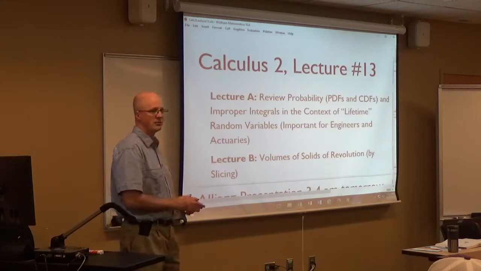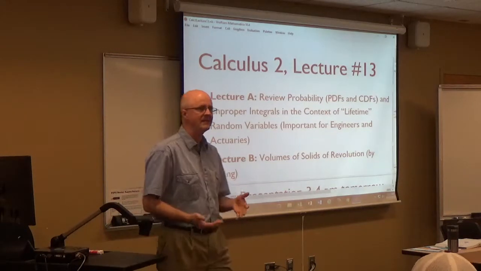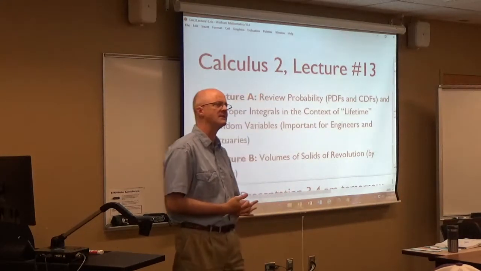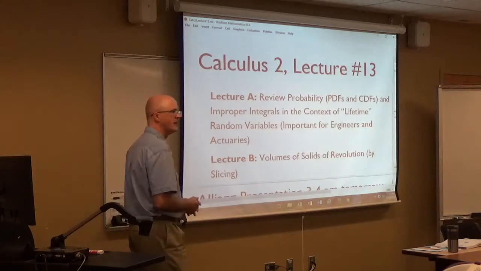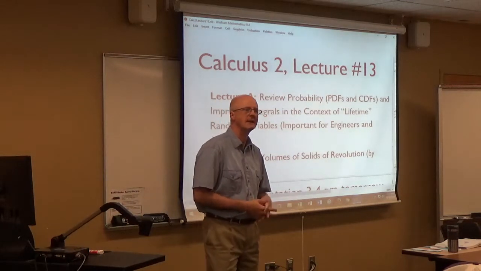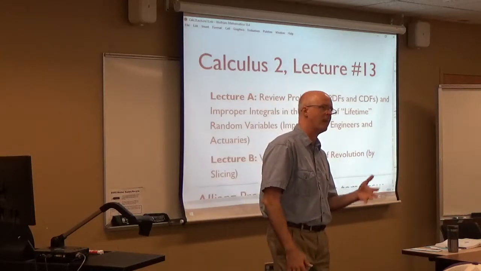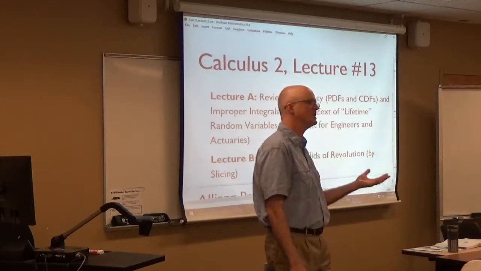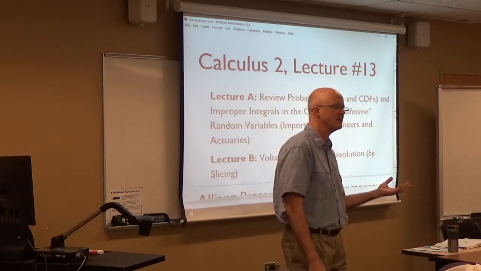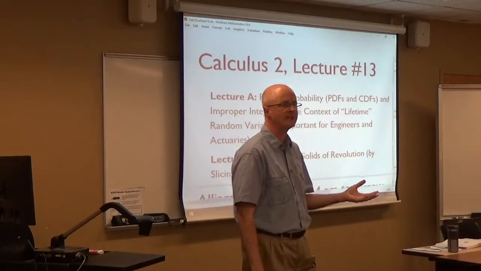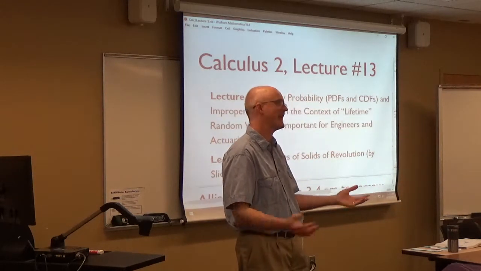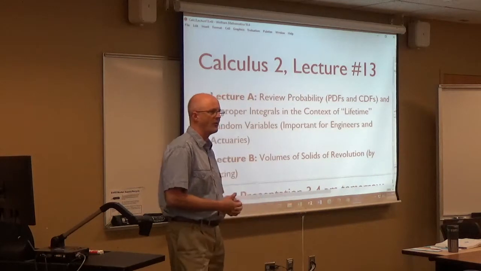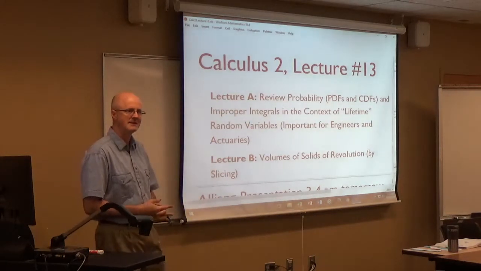Lecture A, we're going to review probability, PDFs and CDFs, along with improper integrals in the context of one of our main real-life applications, and that is what are called lifetime random variables that are important for engineers and actuaries. They are variables that are supposed to model how long something will last. It could be a light bulb, a machine, a refrigerator. How long will the refrigerator last before it breaks down? It could be a person. How long will a person last before they break down, before they either get sick or die? That's all important for engineers and insurance companies and that kind of thing.